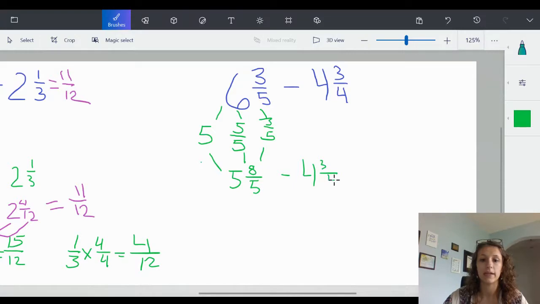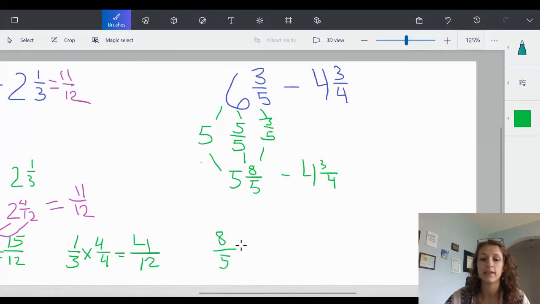Once again, I run into that similar dilemma of knowing that my fifths and my fourths are different units. So I need to rename them with a common denominator, a common unit. Thinking about multiples that 5 and 4 share, I have 4, 8, 12, 16, 20, 24. I have 5, 10, 15, 20. The one that they have in common was 20. So let's change my fifths and my fourths to twentieths.